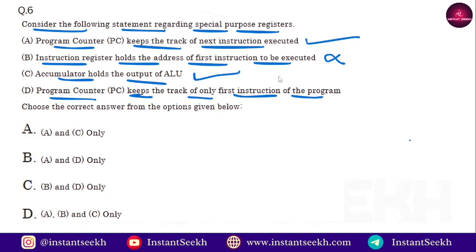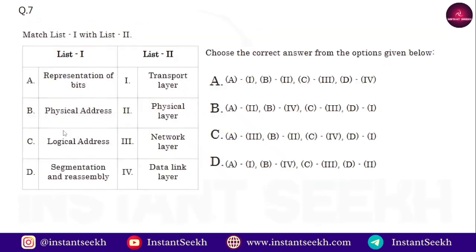Next, accumulator holds the output of ALU. Yes, this is a correct statement. Register A, also known as accumulator, holds the temporary output during your microprocessor processing. Last, program counter keeps the track of only first instruction of the program. This is not correct. Program counter continuously keeps the track of the address of the next instruction that is to be executed, not only the first one. So this is incorrect. So only option A and option C are correct, which is in your given options, that is option A. So your right answer for this particular question is option number A. Let's move on to the next one.